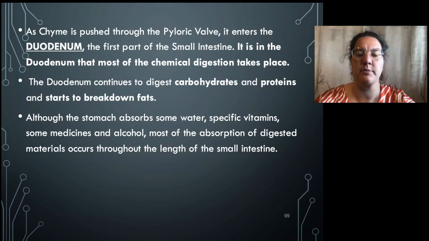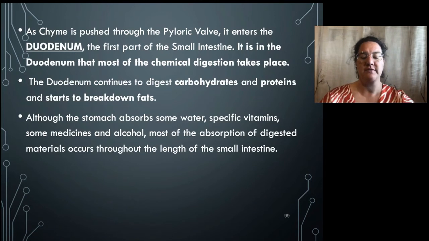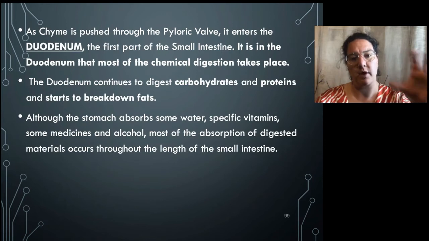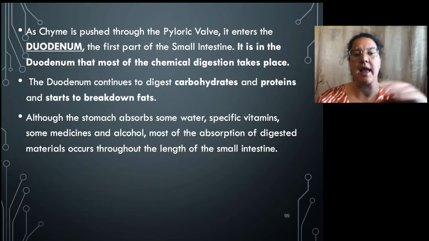So as chyme is pushed through the pyloric valve into the small intestine, it enters the duodenum, which is, again, that top 25 centimeters of the small intestine. This is where most of the chemical digestion takes place. So in the duodenum, the carbohydrates and proteins continue to be chemically digested, and the breakdown of fats begins. So though the stomach might absorb some water, some specific vitamins, medications, and alcohol, most of the absorption of digestive materials occurs in the small intestine. So the small intestine's primary role is chemical digestion and absorption.